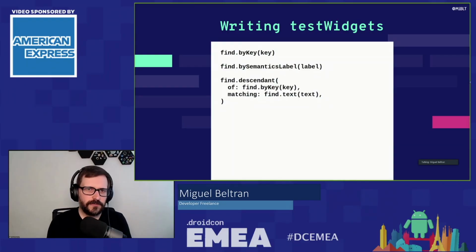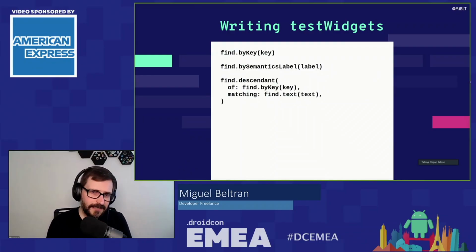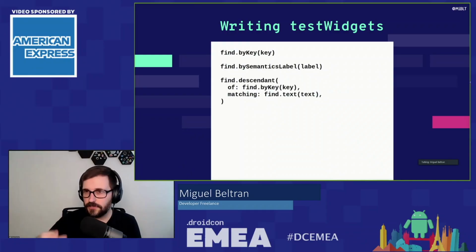There are other types of finders. For example, by key is the most common one, which allows you to find widgets by a defined key. By semantics label is one of my favorites. It uses the semantics tree, which is what the screen readers are using to find widgets, so you can use it together with your accessibility code. Descendant allows you to search for widgets that are the child of another widget that you find using a finder.